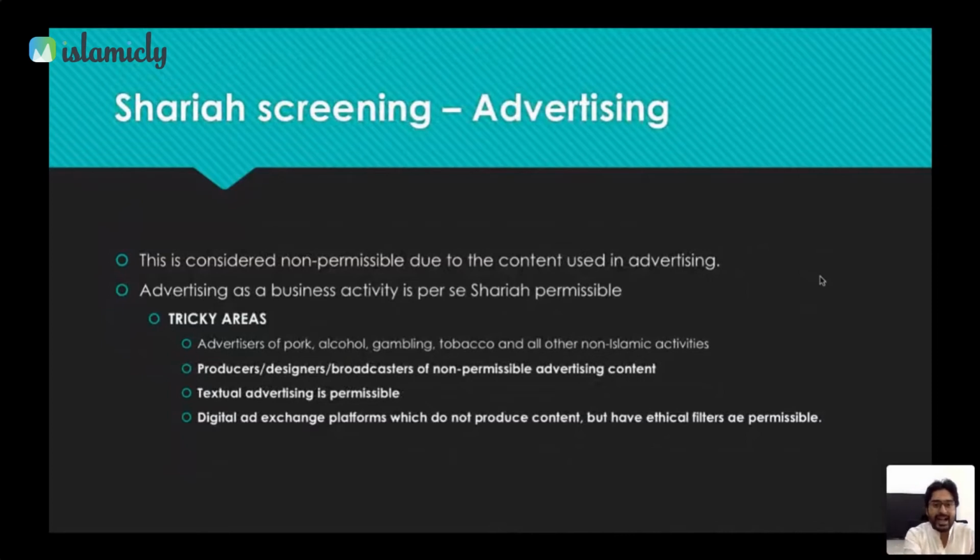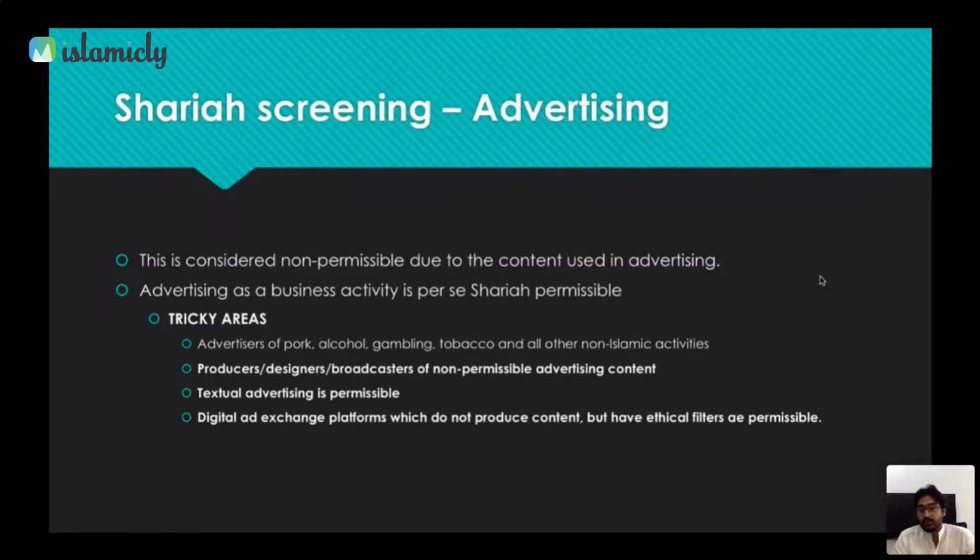Now, advertising as such is a Sharia permissible activity. That means if you are producing some advertising content, it is absolutely Sharia permissible to produce Sharia advertising content. But as we know the world, the advertising content usually is non-permissible. Hence, revenues of those companies from advertising services are considered non-permissible, but it is definitely looked into case by case.